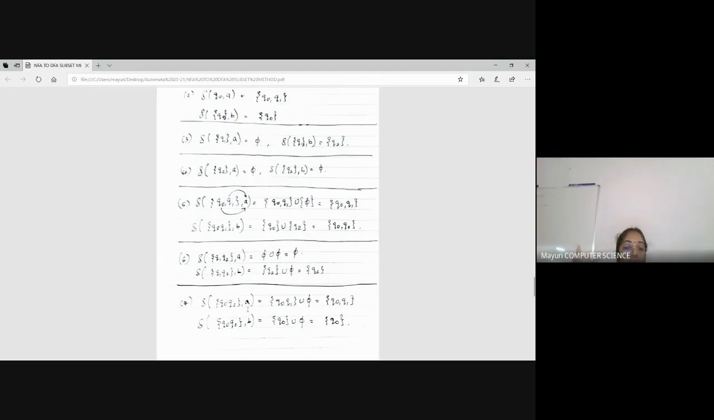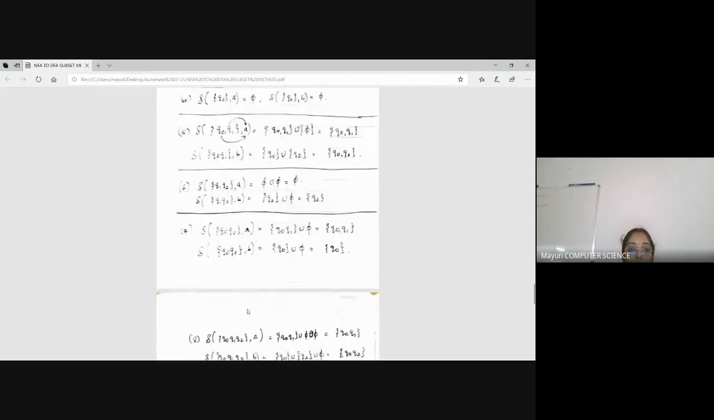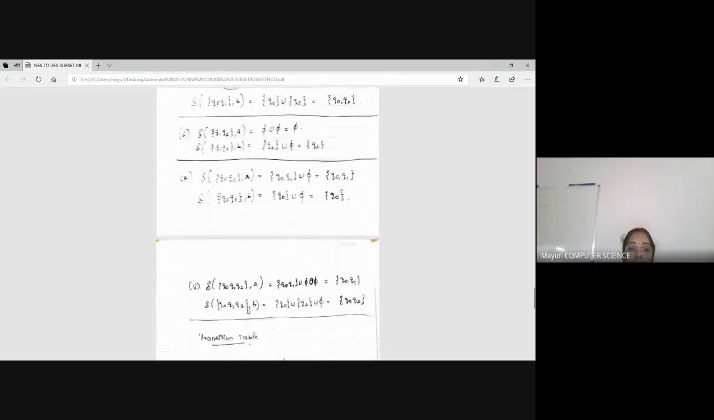So do I need to explain the entire set of states to you? No, ma'am. Fine. So shall we construct the transition table? Can you construct the transition table out of the transition function?